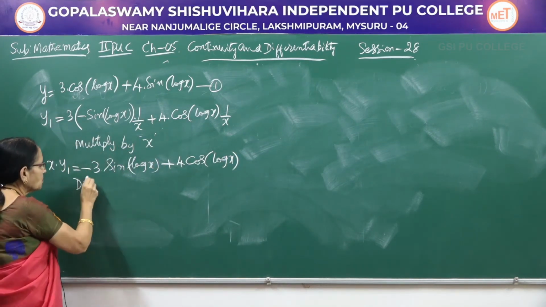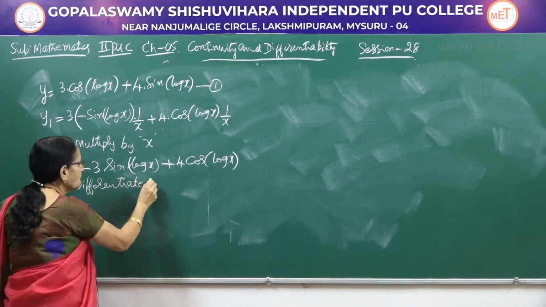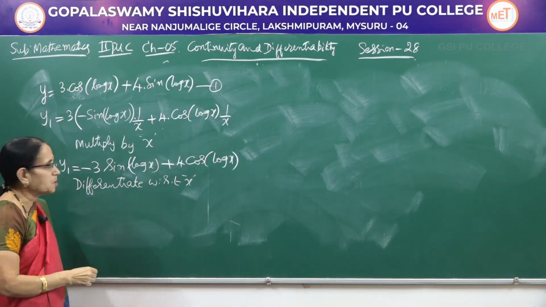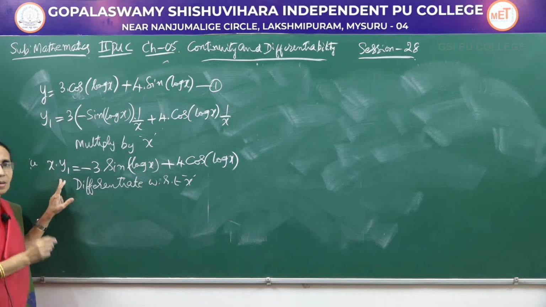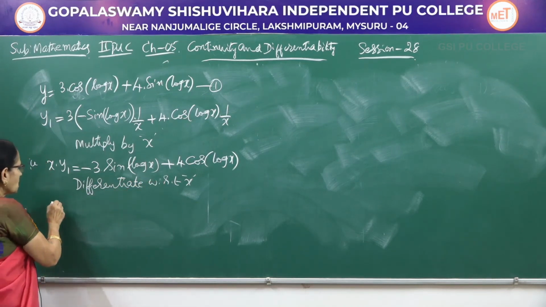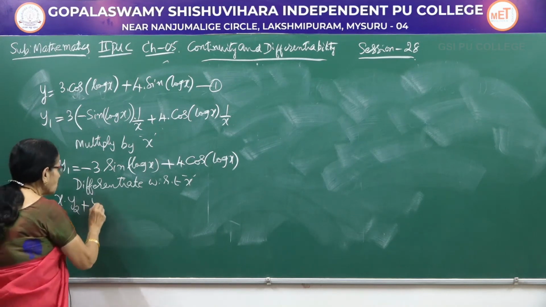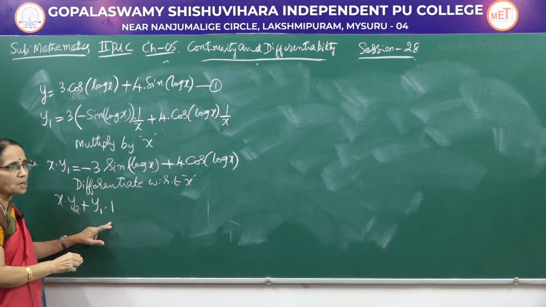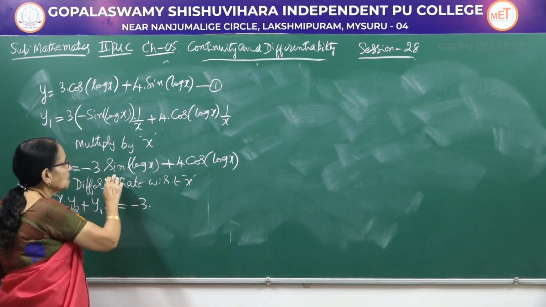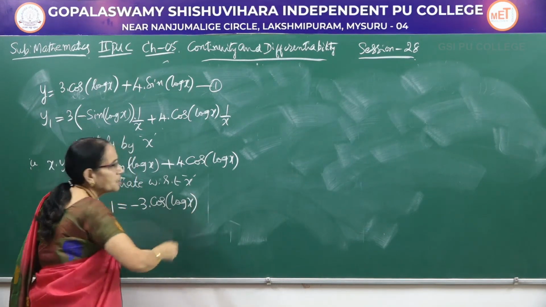Now again I am differentiating because I want the second derivative. Differentiate again with respect to x. Remember, left hand side it's a product, apply the product rule. Right hand side as usual you apply the chain rule. That is x into y2 plus y1 into, for x the derivative is 1, that is equal to minus 3 into sine of log x, as you know, becomes cos of log x.